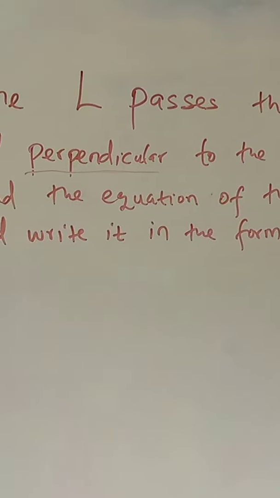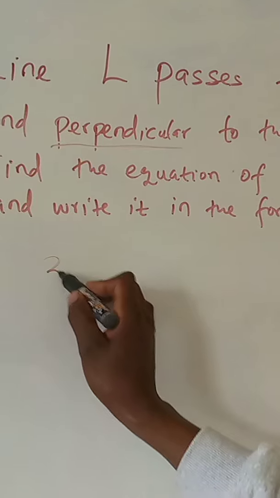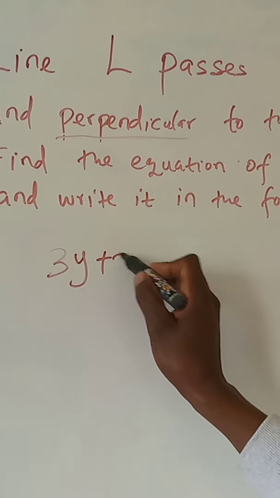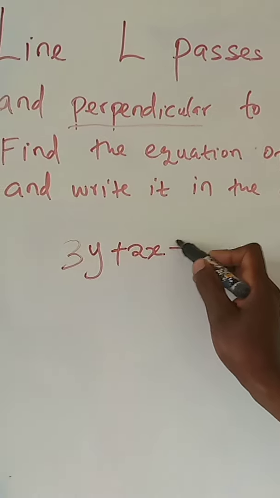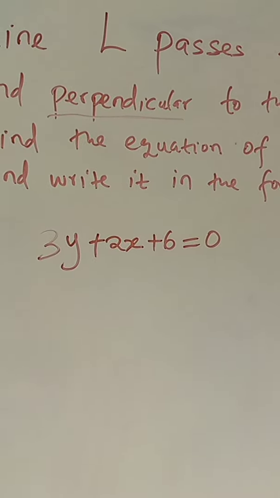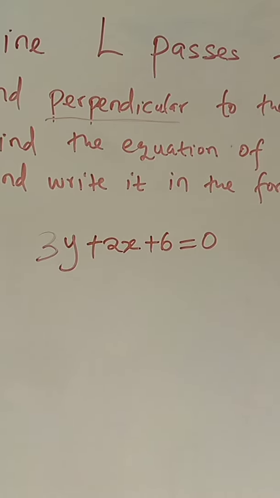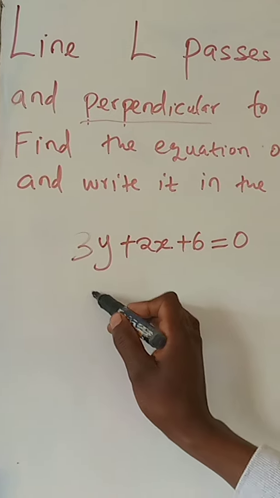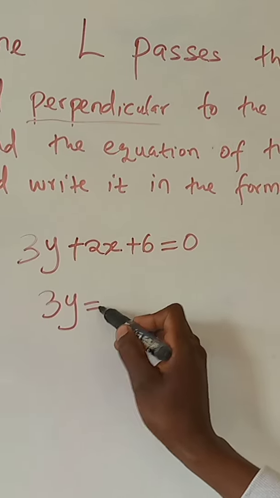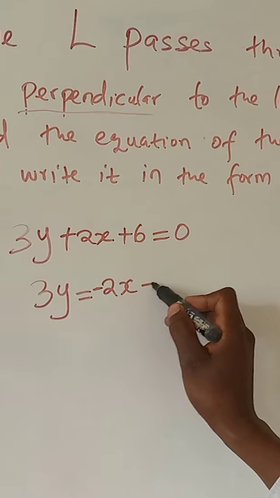We are told these lines are perpendicular. So because they are perpendicular, we want to look at the equation of this line, 3y + 2x + 6 = 0. Rather, I want to look at the gradient. For us to find the gradient, we must express this one in the form y = mx + c, so that we have 3y = negative 2x minus 6.